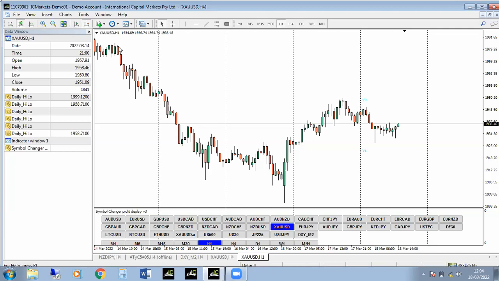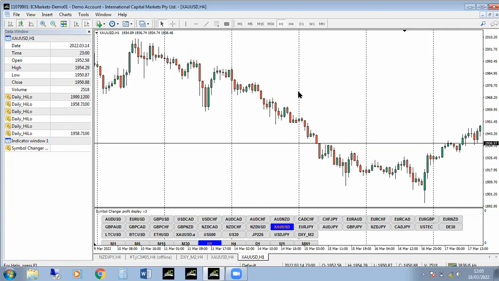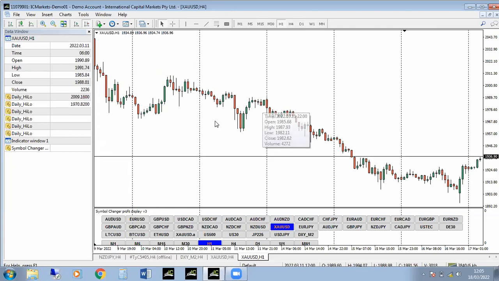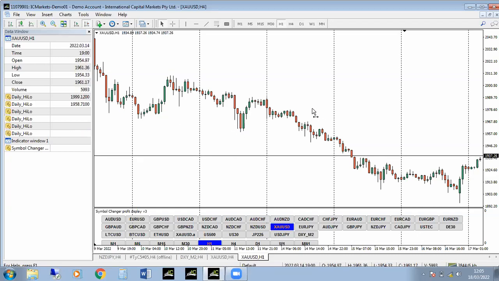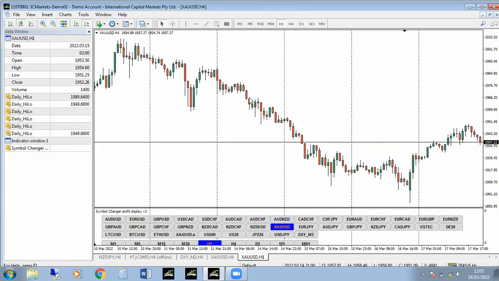So we started the week on the 14th. First question we ask ourselves: is Friday's low lower than Thursday's low? Yes, then we can have a potential trade today. So we'll draw a line at the low of yesterday.